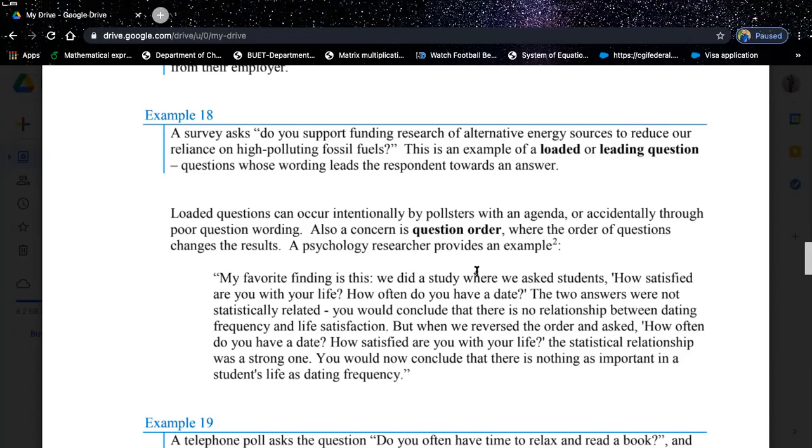But if we reverse the order of the questions, students were kind of negligent about it, because they really thought it doesn't make any sense. It first asks you how satisfied you are with your life. You have already said you are not satisfied, and then it asks you how often do you have a date. So they don't really find any relationship. There is no harmony, synchronization in the questions.